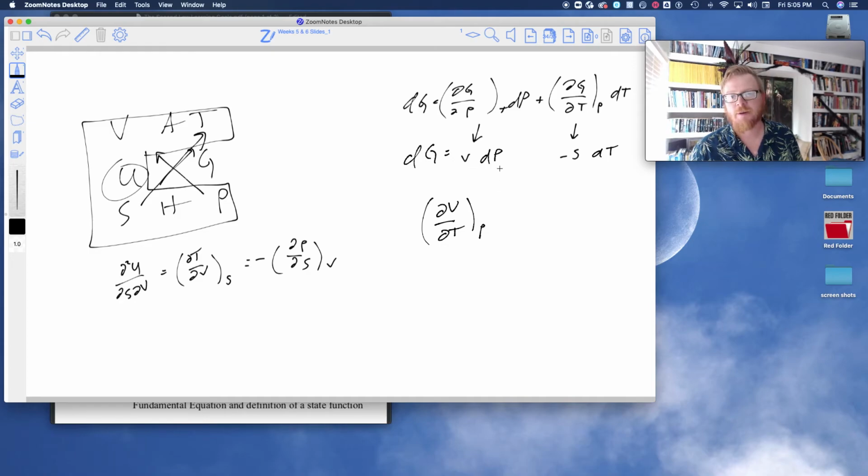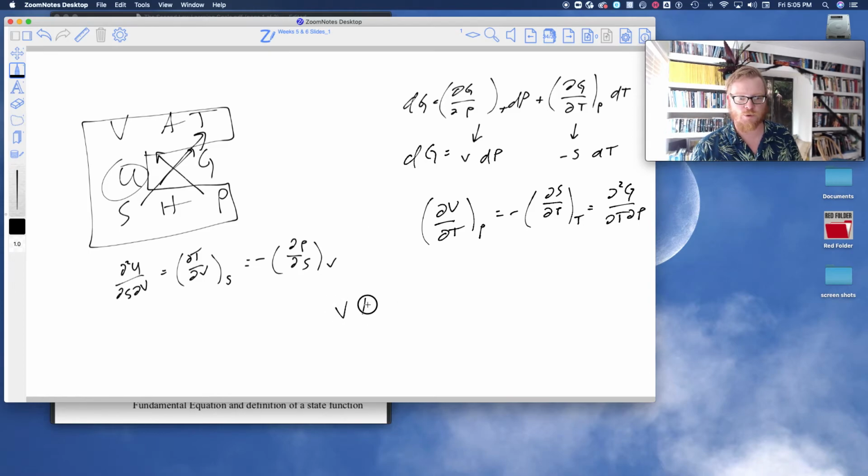At constant p. And then now there's the negative sign. Now I've got s. And now s is with respect to t. Let's switch it over to p this time. Now s with respect to p at constant t. And we recognize that that is the second derivative of g with respect to t and p. Let's see if I did it right.